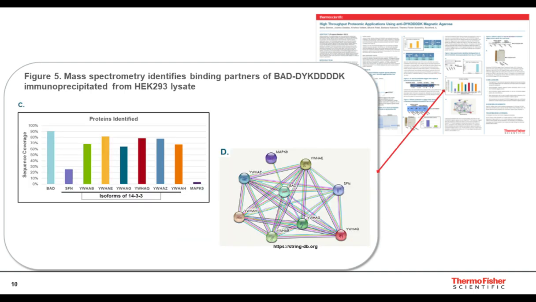Next, protein-protein interactions were identified using Thermo Scientific Proteome Discoverer 2.2 software and the STRING database. The BAD protein, as well as multiple known interactors, including several isoforms of the protein 14-3-3 and mitogen-activated protein kinase 9, were identified. Panel D shows the interactions of all of these proteins with BAD in a STRING diagram.